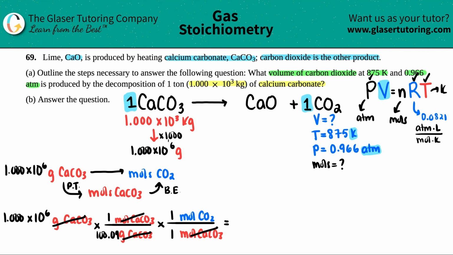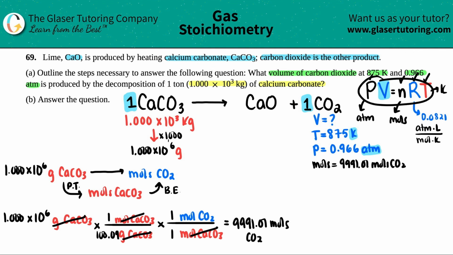Try not to round as much as you can, because this isn't the final answer. So this is 9,991.01 moles of CO2. And that's now what we have here. So if I just erase this, I have now 9,991.01 moles of CO2. And now we have that, so we can use the formula finally to plug in.